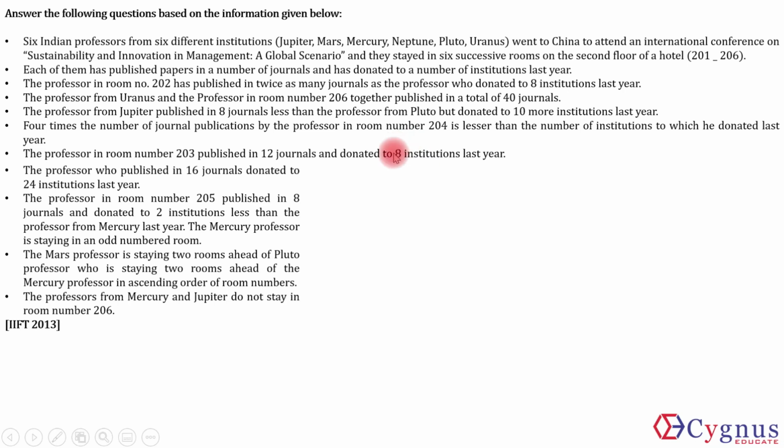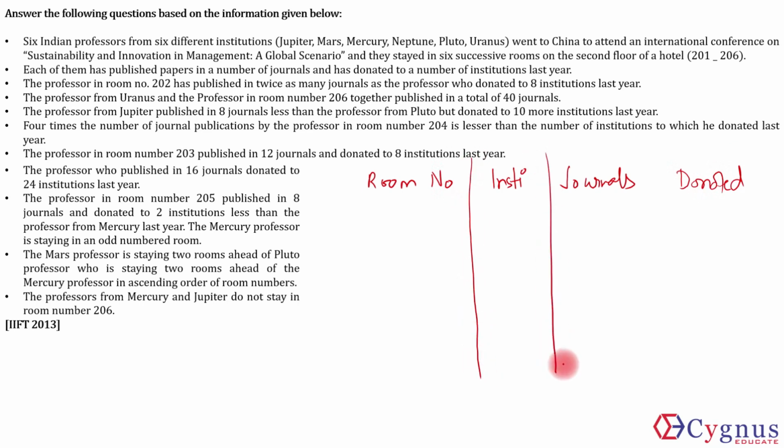Okay, so what you have is a room number, then you have the institute name, then you have the number of journals that is published, and then you have the number of institutions a particular professor donates to. Okay, so this is what we are going to look at. How many professors are there?